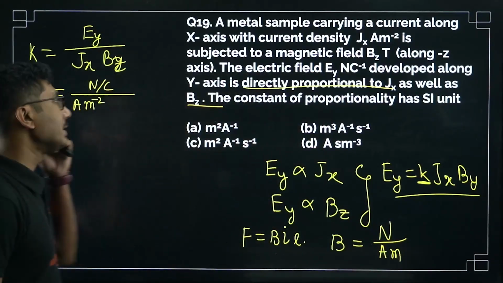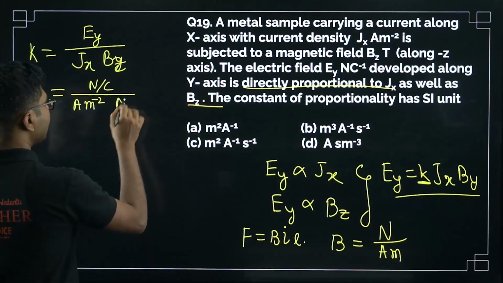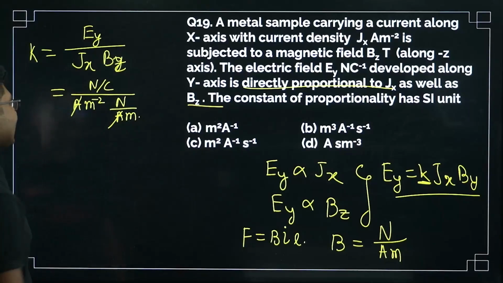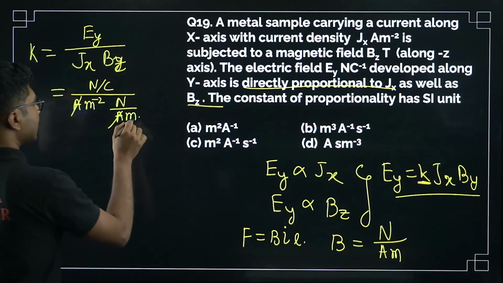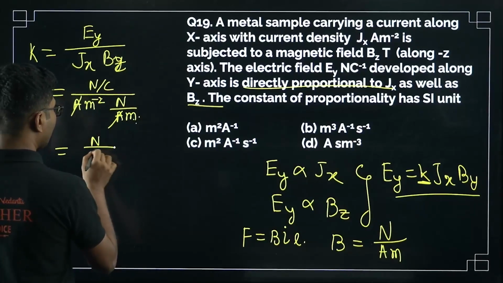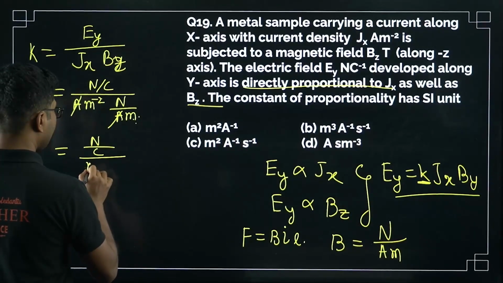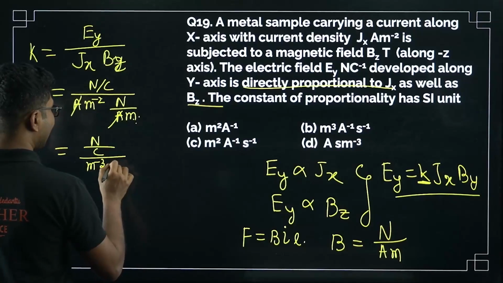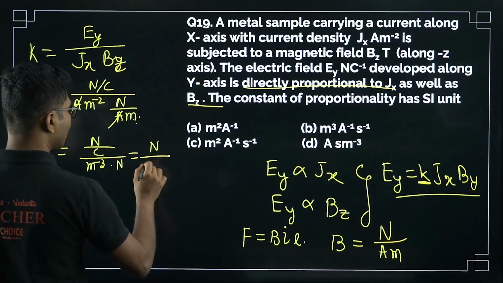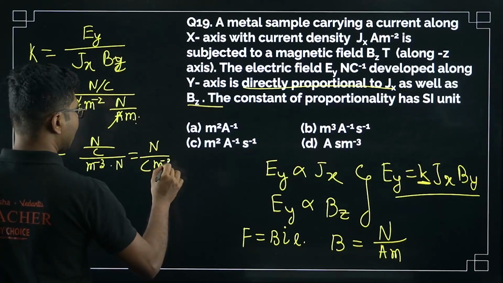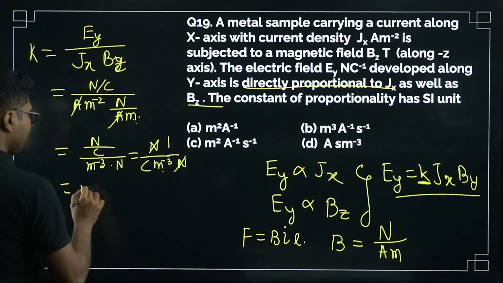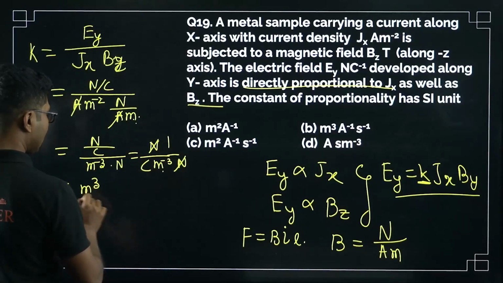Okay, so many students sometimes get confused about it. So it is Newton by ampere meter. Okay, so ampere is cancelled over here, and this is minus 1, so it will go up and it will become Newton per coulomb meter to the power minus 3 into Newton. Okay, so this coulomb will come down. So this Newton cancels. Now this goes up, meter to the power 3 divided by coulomb.